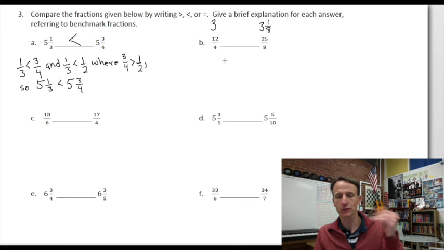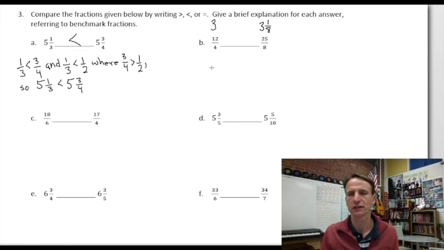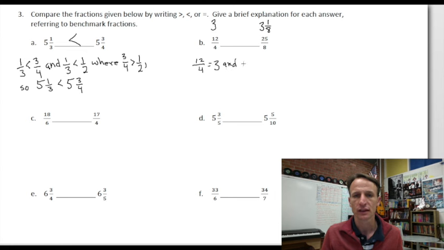And again, that's something we covered in a previous lesson, so I am kind of skimming through that. So our benchmark fraction here is 3, right? So our explanation would be that 12/4 is equal to 3, and 25/8 is greater than 3.